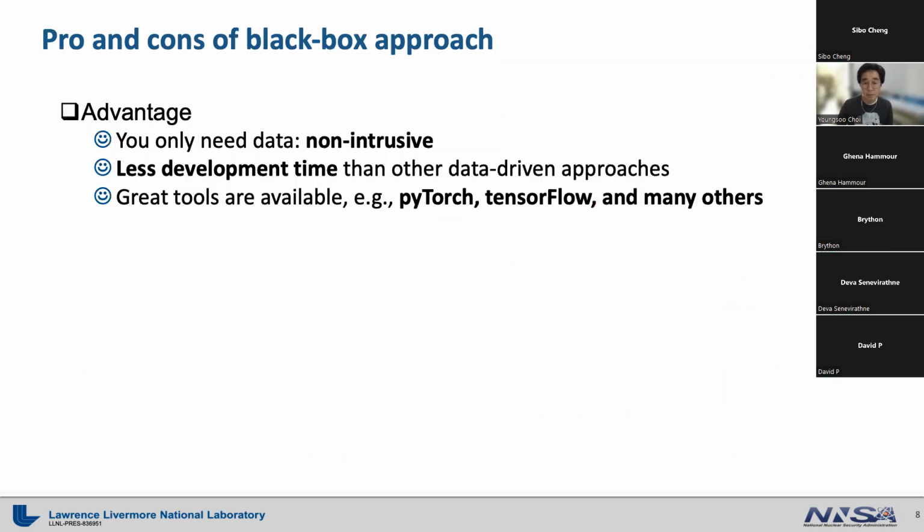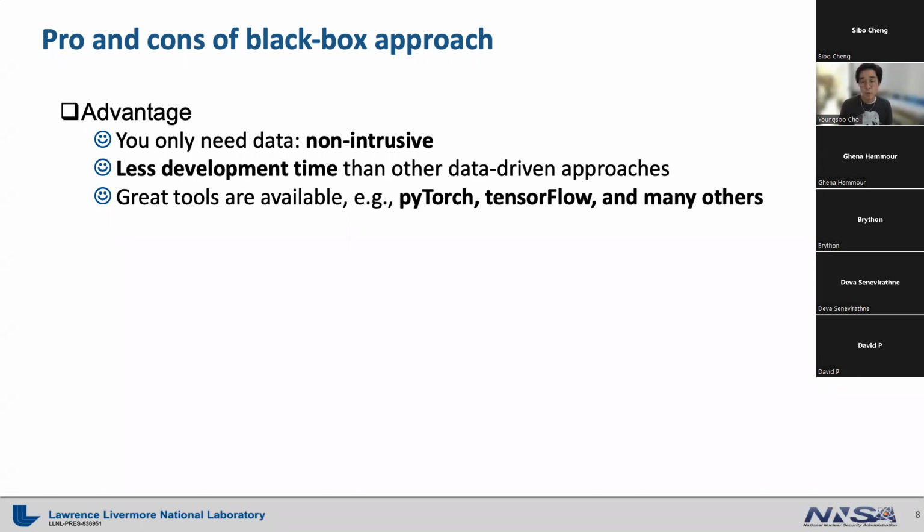The black box approach is so popular because you only need data. You do not need to know how you solve the physics problem numerically. In that sense, it is non-intrusive. You do not need to go inside the physics code and debug things. As long as the simulation data is good, then you are good to go. So it requires less development time than other data-driven approaches, which are more involved.